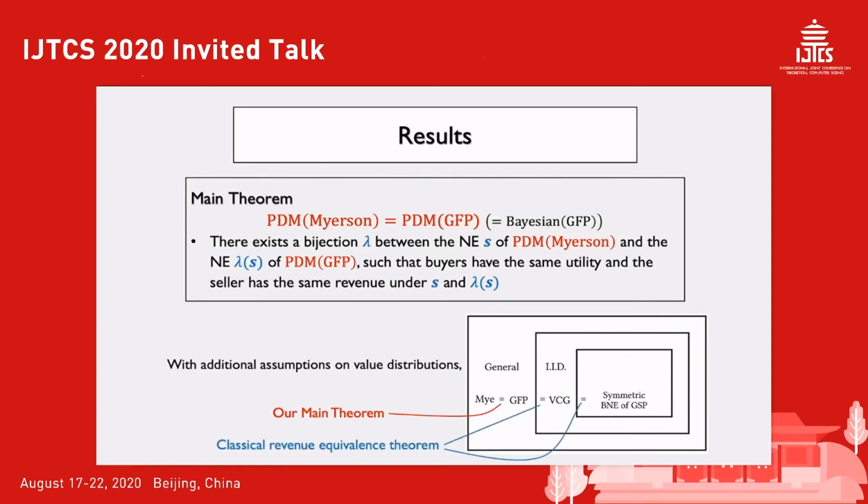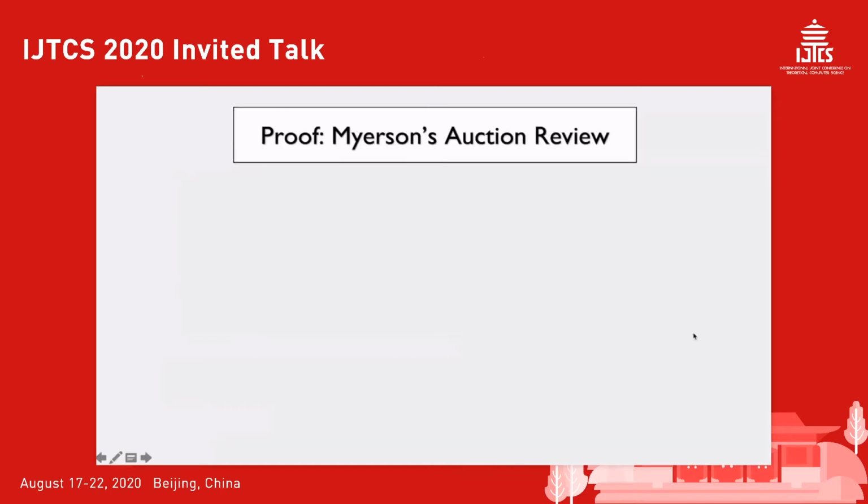For the second and third equivalences, we use the classical revenue equivalence theorem to prove them, and for our main theorem, I will show the proof next. We first review Myerson's auction.